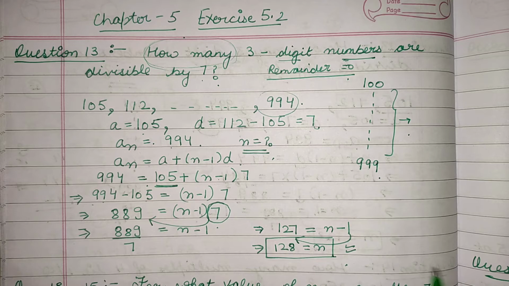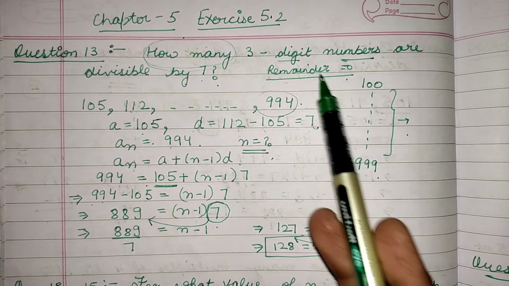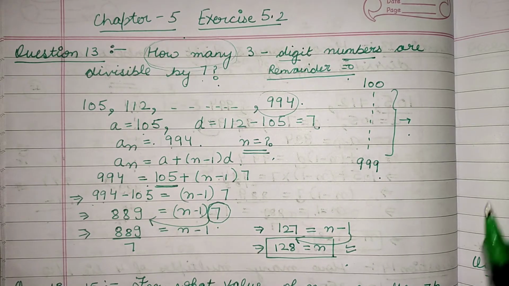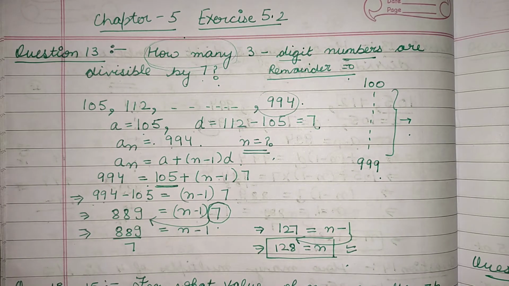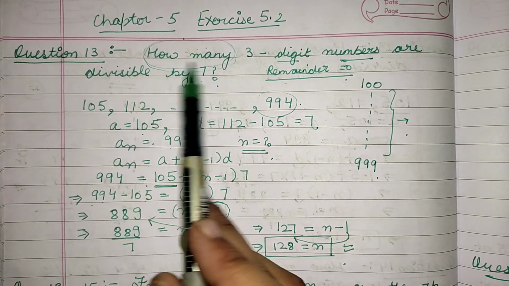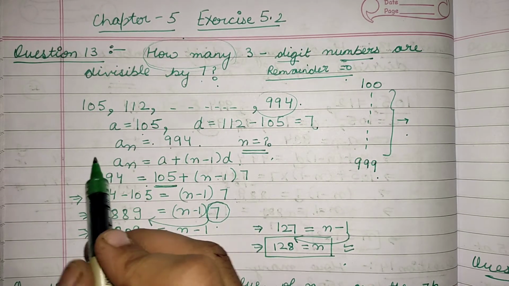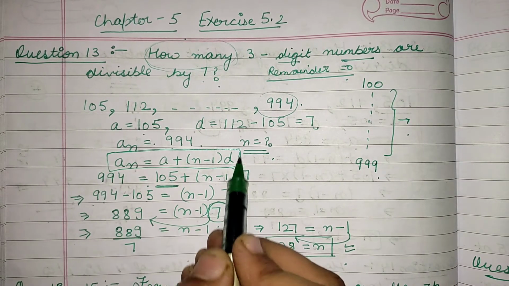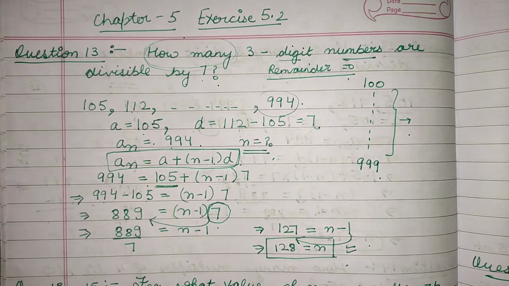If you have to find out in any question how many numbers are divisible by 7, or by 4, or by 12, any number, what you will do is first find out the very first number and the last number, and by using this formula, an is equal to a plus n minus 1 into d, you can find out the value of n.